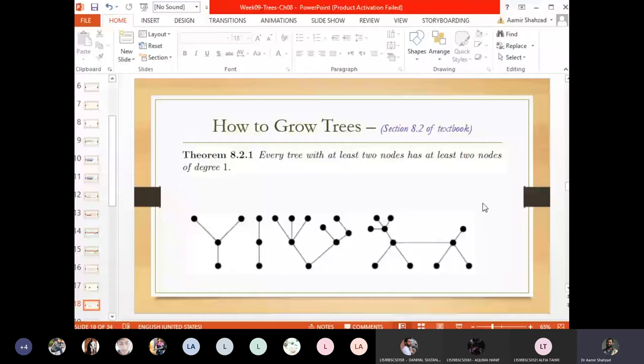If we have a number of trees, for example four trees here, hum inke darmiyan ek ek edge draw kar dein, so they will become one big tree. Aap iska koi sa bhi node utha le aur dusre tree ka koi sa bhi node utha le, isme ek edge draw kar dein. So we will get a bigger tree. Lekin sirf ek edge draw karna, ek se zyada karenge to it will make a cycle.